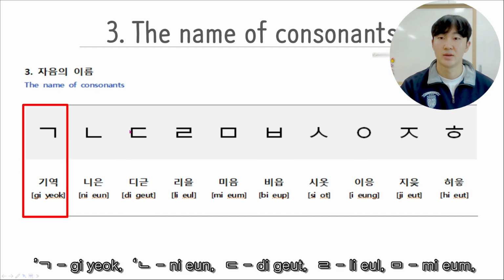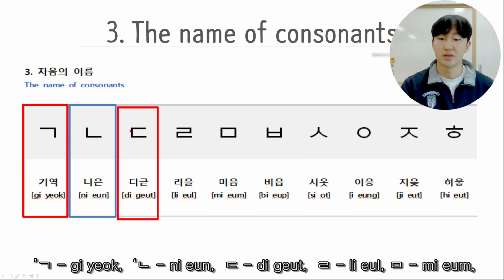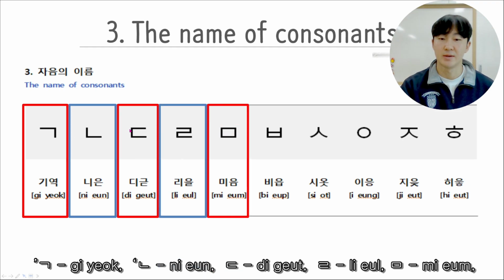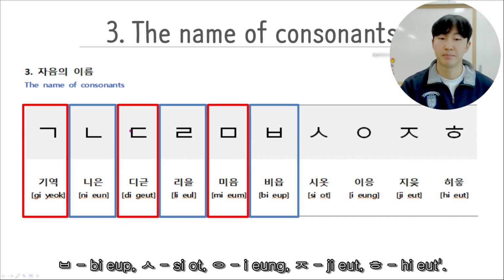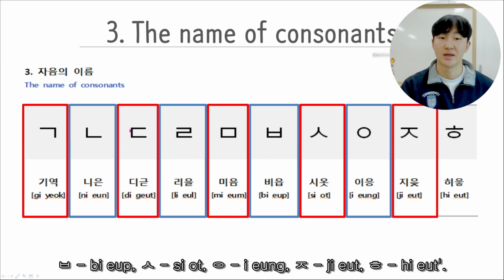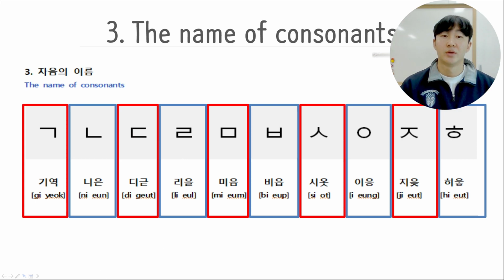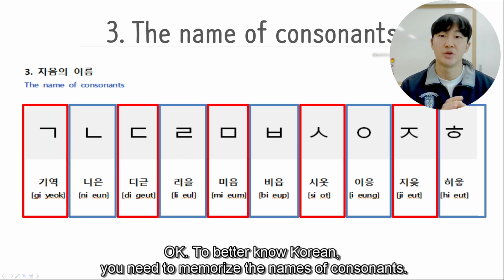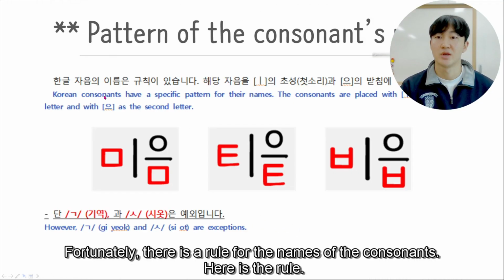기역, 니은, 디귿, 리을, 미음, 비읍, 시옷, 이응, 지읒, 히읗. Okay, to better know Korean, you need to memorize the names of the consonants. Fortunately, there is a rule for the names of the consonants.